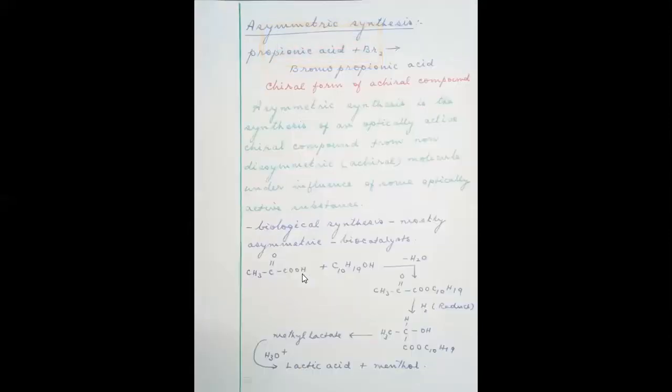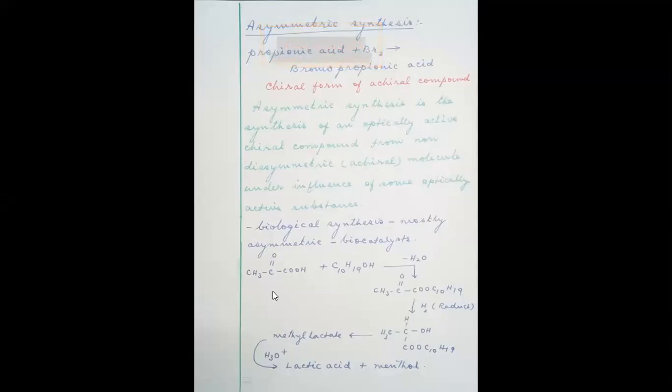Now, another thing is asymmetric synthesis. What is asymmetric synthesis? You are producing an asymmetric compound from a symmetric compound. Asymmetric synthesis is the synthesis of an optically active chiral compound from a non-dissymmetric, that is, an achiral molecule under the influence of some optically active substance. So all the biological synthesis is mostly asymmetric, by biocatalysts.